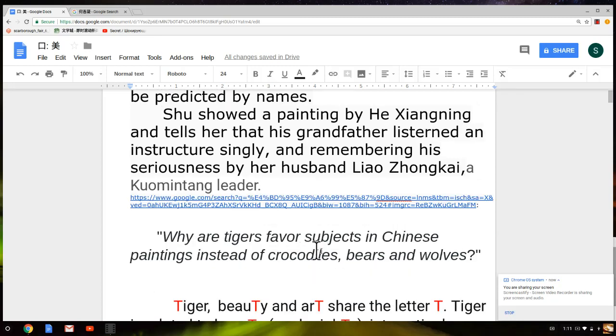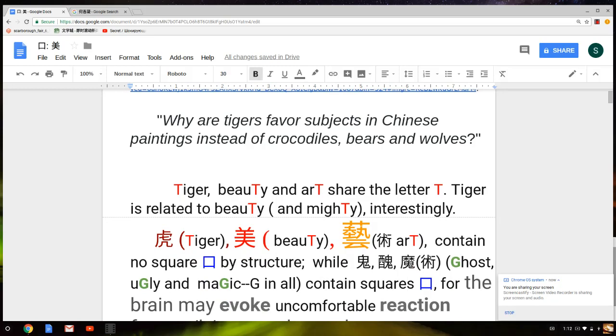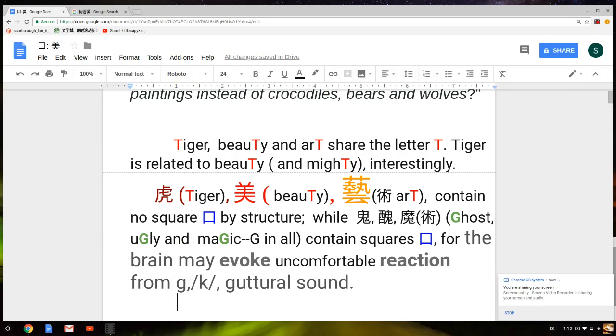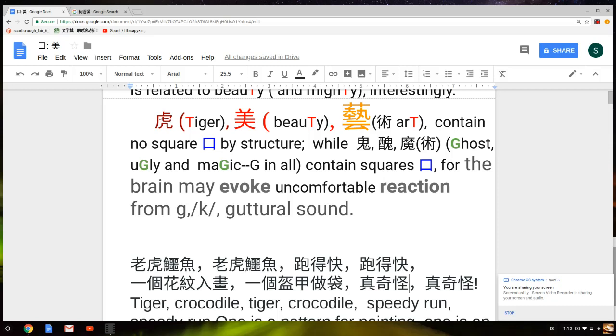Why are tigers favorite subjects in Chinese painting instead of crocodiles, bears, and wolves? Tiger, beauty, and art share the letter T. Tiger is related to beauty and mighty. Interestingly, Hu, Mei, Yi, Shu contain no square but structure, whereas Gui, Chou, Mo, ghost, ugly, and magic, all contain squares. For the brain may evoke uncomfortable reaction from a guttural sound.